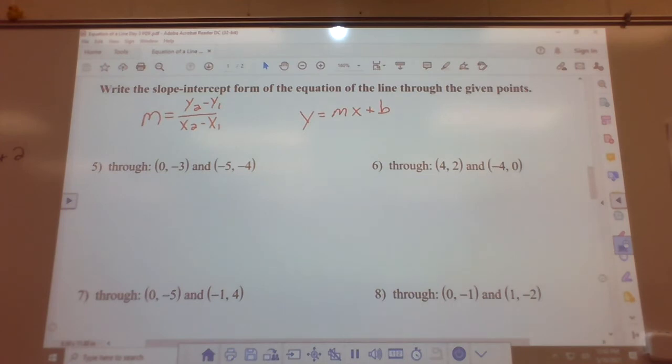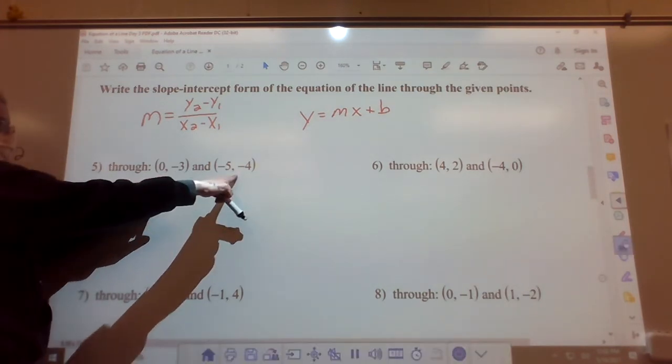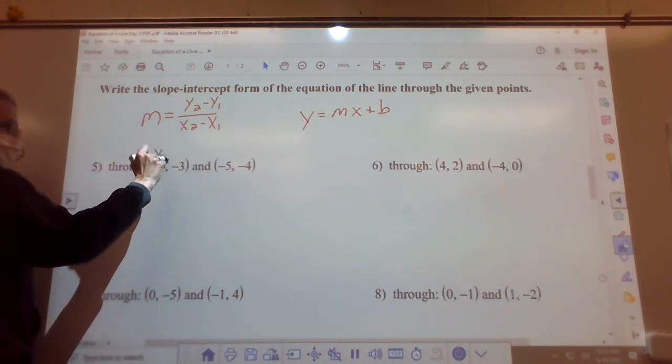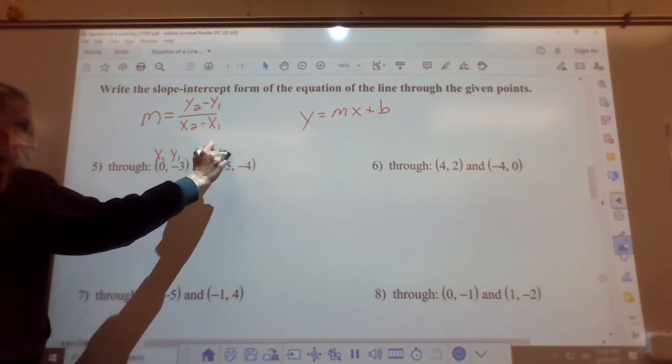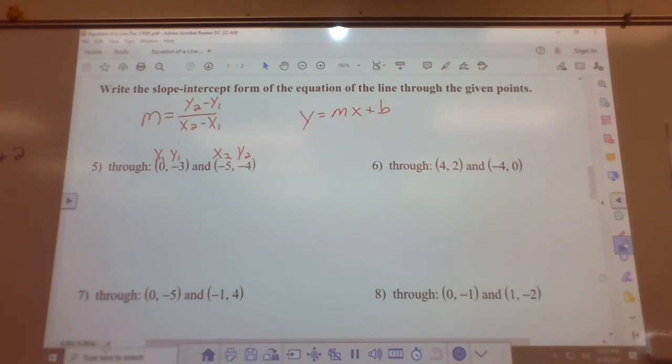So if you remember back to the first worksheet when we started this section, it was finding slope. And I gave you 2 points. Here's my 2 points. This is the first one, so I can label this one x1, y1. This was the second one, so I can label x2, y2. Like I said, we did that last week. This is the first thing we did last week.